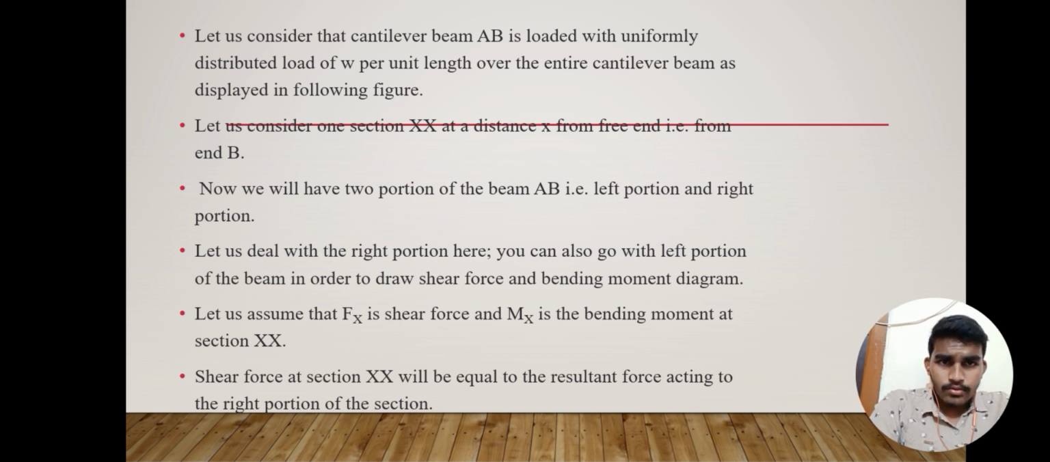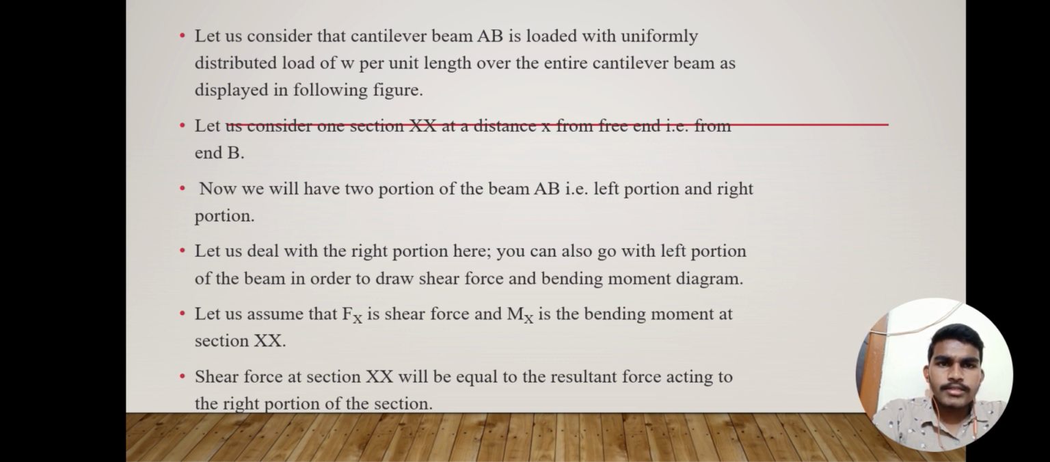Now we will have two portions of the beam AB, that is left portion and right portion. Let us deal with the right portion here. You can also go with the left portion of the beam in order to draw shear force and bending moment diagram. Let us assume that Fx is shear force and Mx is bending moment at section XX.